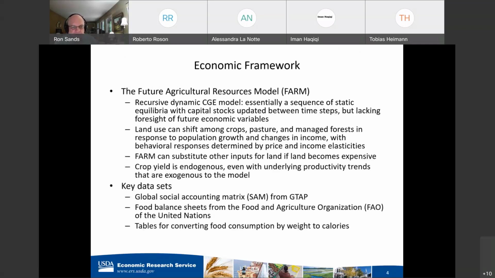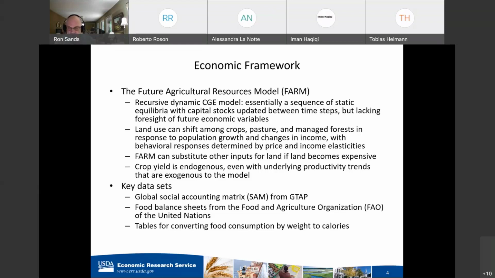So I did mention a lot of this already. The economic framework is the Future Agricultural Resources Model. It's a dynamic recursive model, and land use can shift among crops, pasture, and managed forests in response to some drivers. Now, the model is set up to simulate quite a few drivers simultaneously if necessary. I usually don't try to simulate them all simultaneously, but the six key drivers are population, and those projections come from the United Nations. The projections of income are taken from the Shared Socioeconomic Pathways.